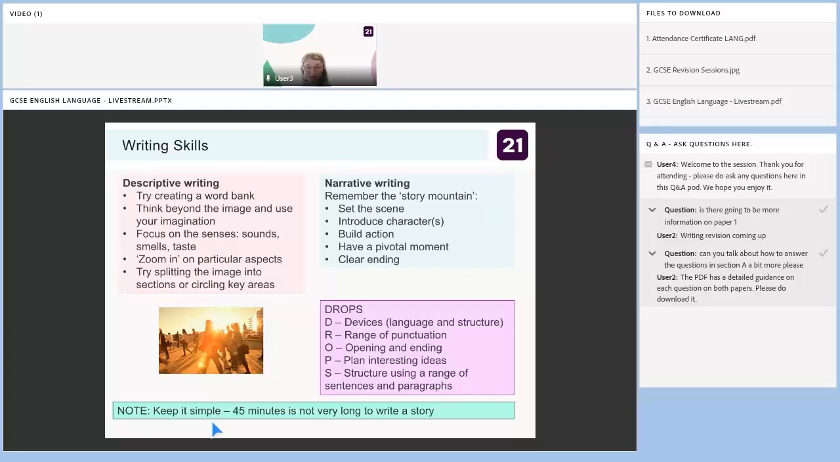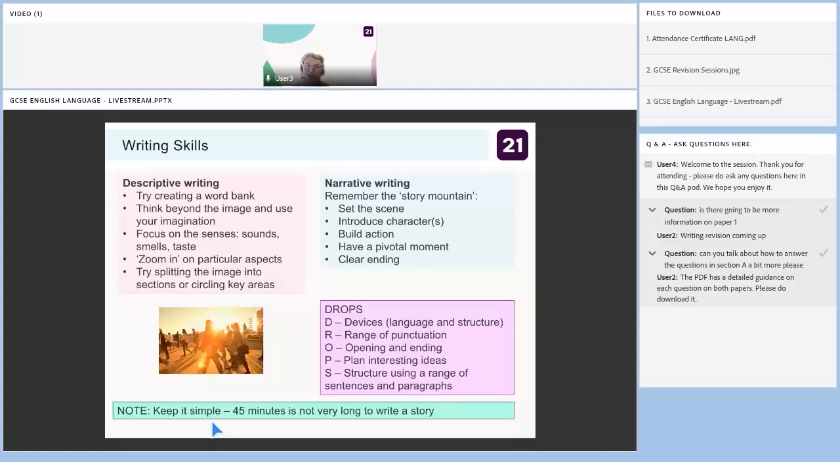45 minutes is not very long to write a story or a piece of description. So do keep it simple and make sure that you check your work. But it's a lovely task. It's the most creative part of the paper, I think, and it's the only part on AQA where you get a choice. So that's the paper 1 writing, the creative writing.